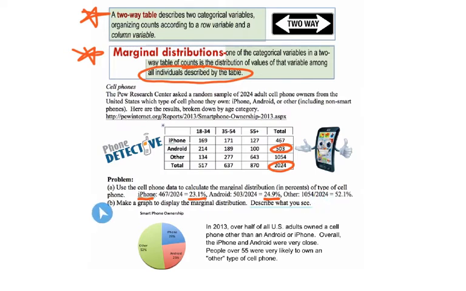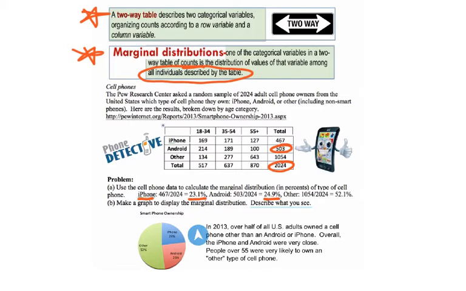All right, letter B says, make a graph to display the marginal distribution. Well, since we have percents, it makes sense that we could put that into a pie chart. And we see that other, which was more than half, makes up more than half of our pie chart. Android was right around a quarter, so that's a quarter of our pie chart. And then the iPhone was just a little less than a quarter.